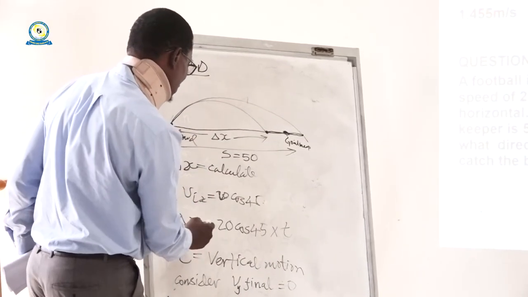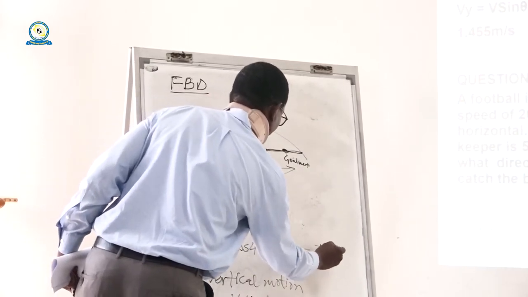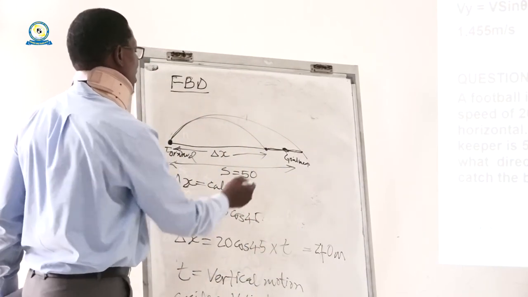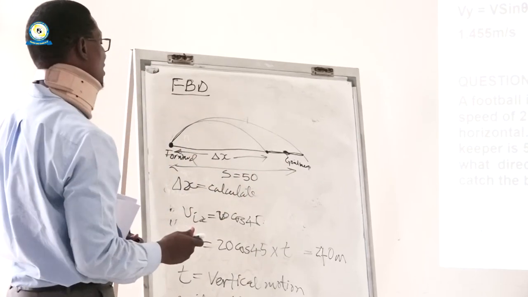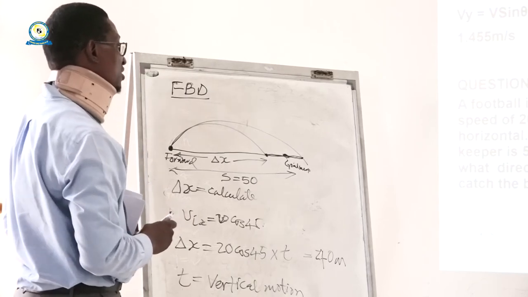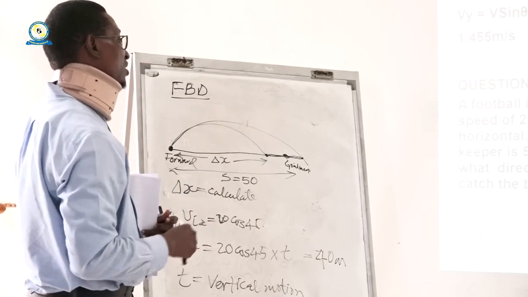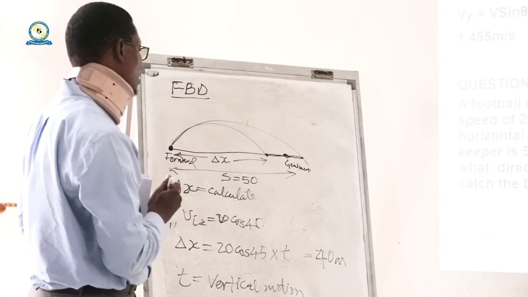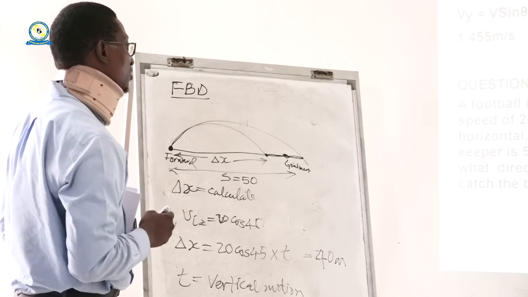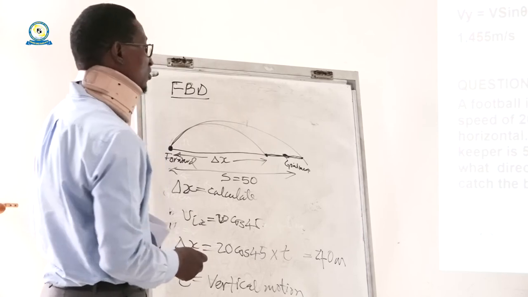Range is almost 40 meters. It means it's less than 50, the distance to the goalkeeper's position. It means the goalkeeper will move towards the ball. The goalkeeper will move forward to catch the ball.